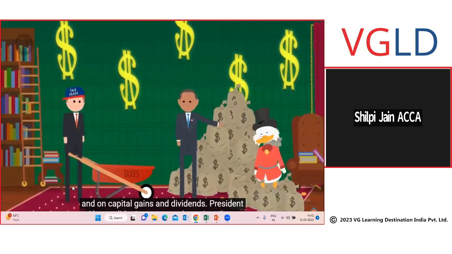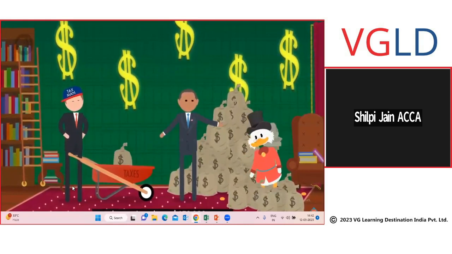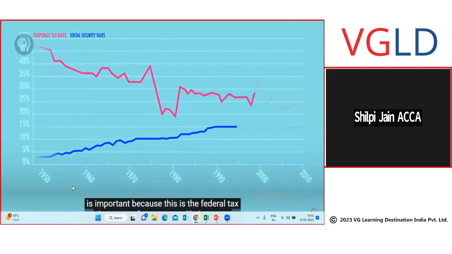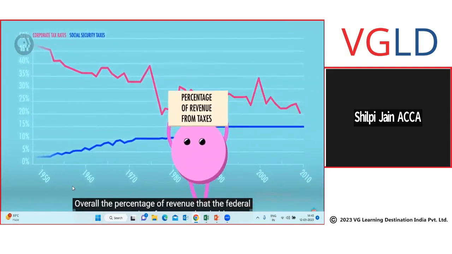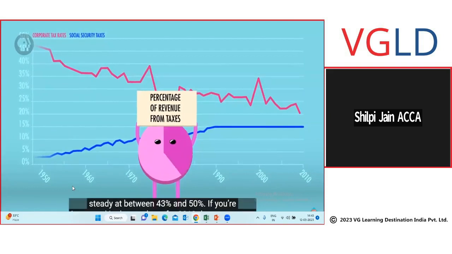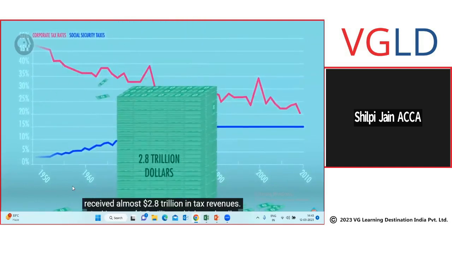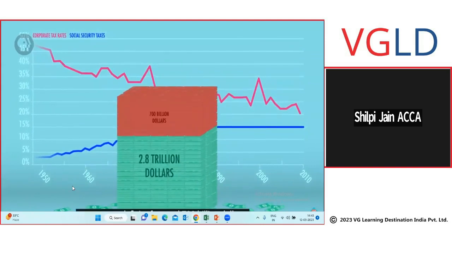President Obama did raise taxes, but primarily on people earning above $450,000 a year. Corporate tax rates have also declined, and Social Security taxes have gone up, which is important because this is the federal tax that most of us are most likely to pay. Overall, the percentage of revenue that the federal government receives from taxes has held pretty steady at between 43% and 50%. If you're interested in the numbers, for 2013, the government received almost $2.8 trillion in tax revenues, and it spent $3.5 trillion, which math tells us means a deficit of around $700 billion.